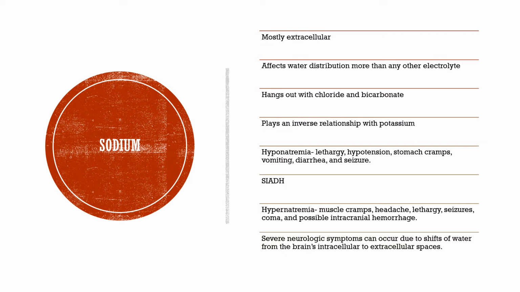When we're talking about hyponatremia, that's where we're seeing a sodium level less than 135. And some of the symptoms that you might see in a patient that's hyponatremic, especially if it's a really low level, would be lethargy, hypotension, stomach cramps, vomiting, diarrhea, and even seizures. So when we see hypotension, remember that if their sodium's low, probably the fluid in the vascular system is going to be low too, which is going to lower that.